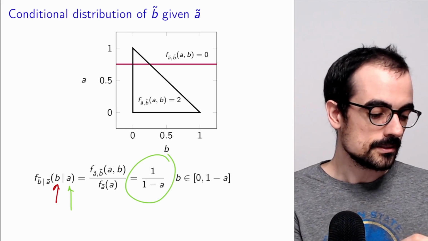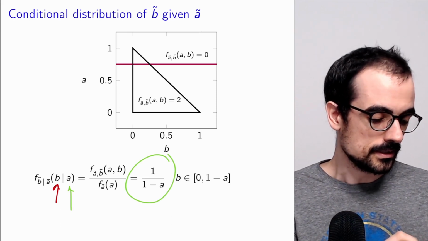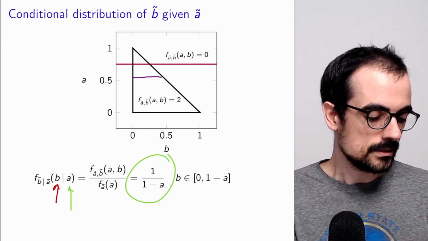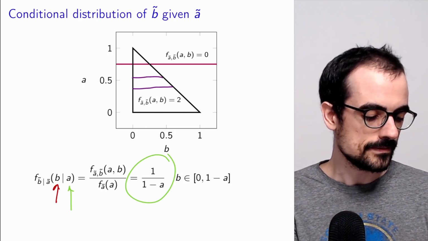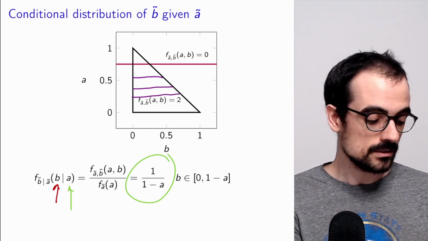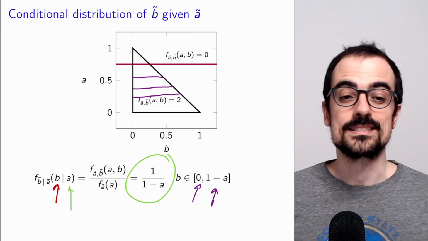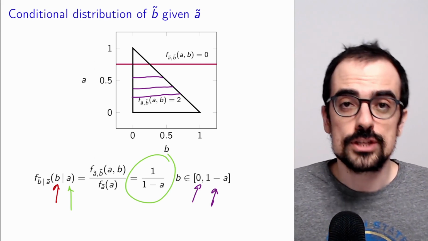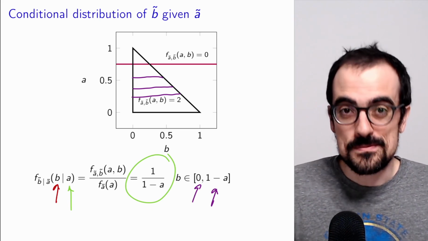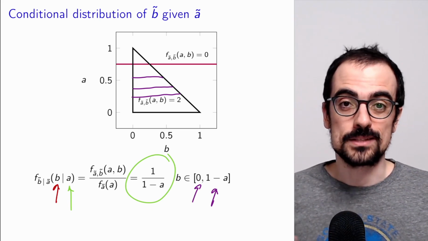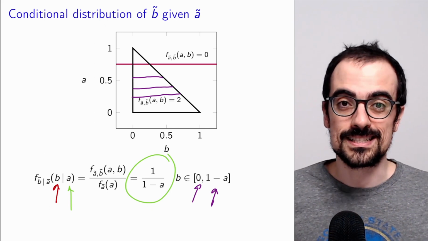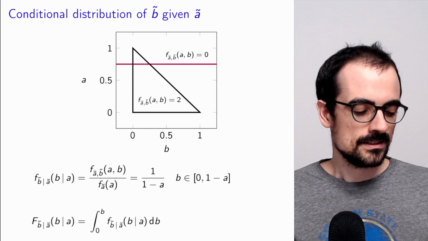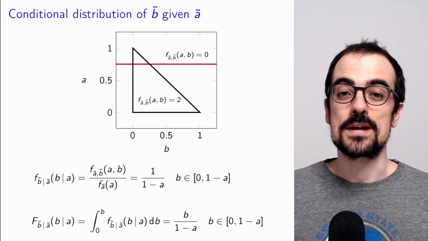So essentially this tells us that once we fix A, these conditional PDFs of B are just constant between 0 and 1 minus A. In order to simulate from this conditional distribution, we need the conditional CDF. Now, we remember that we have a constant with respect to B, so the CDF is really simple. It's just linear, right? You integrate from 0 to B. What do you get? B divided by 1 minus A.